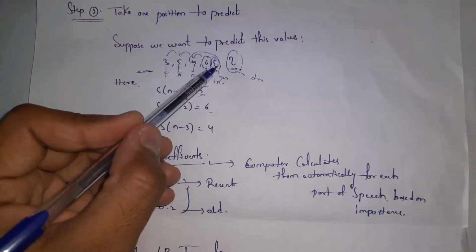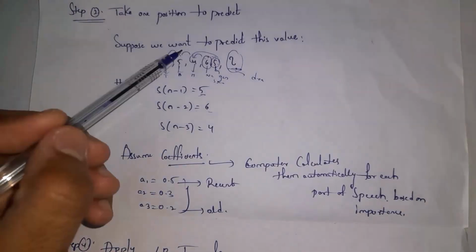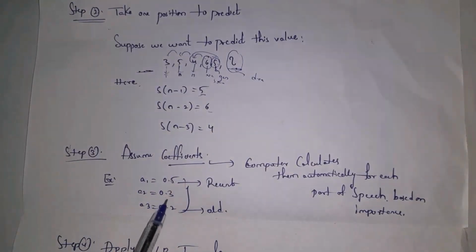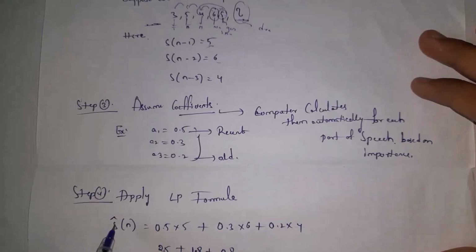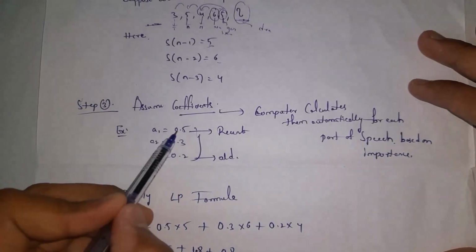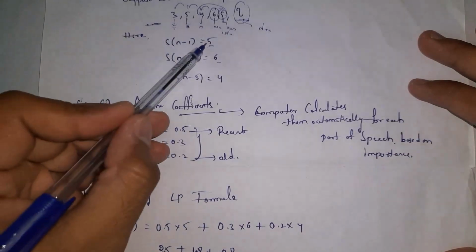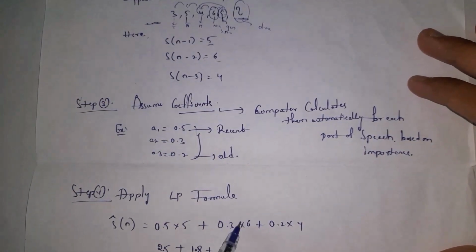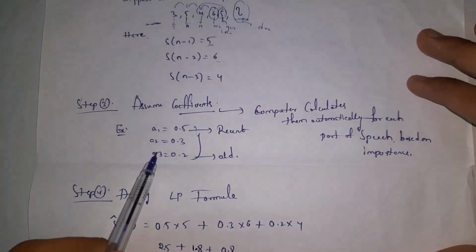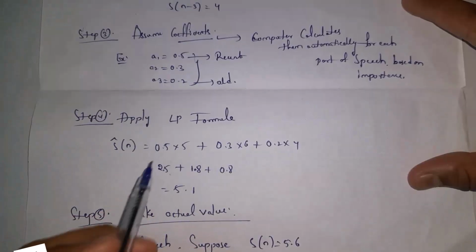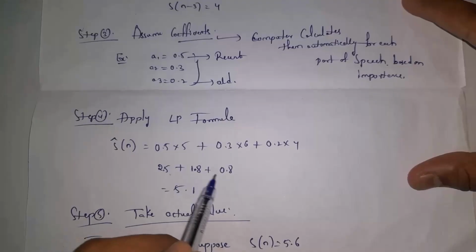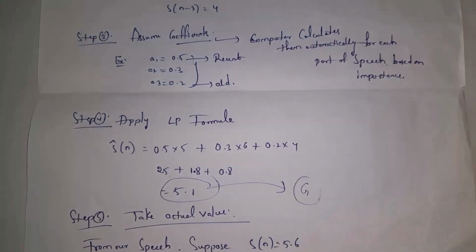For example, for value 5, that is for A1, the value is 0.5, and similarly for 6, that is A2, the value is 0.3, and similarly for 4, that is A3, the value is 0.2. Based on their importance, some weights are given to each past value. So our output S hat of n is equal to A1, that is 0.5, into S of n minus 1, that is 5, plus A2, that is 0.3, into S of n minus 2, that is 6, plus A3, that is 0.2, into S of n minus 3, that is 4. So after multiplying, I'll get 2.5 plus 1.8 plus 0.8. This is the generated output. Based on this value, text is generated. This is how linear prediction analysis is done.